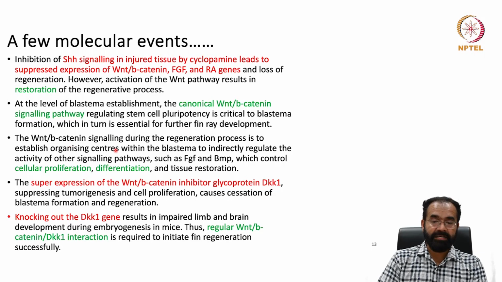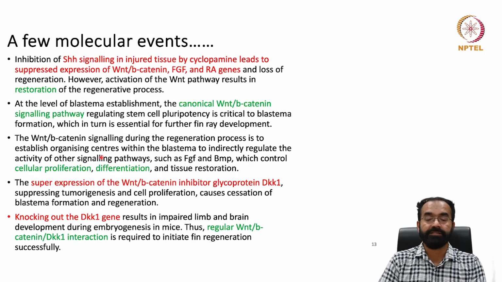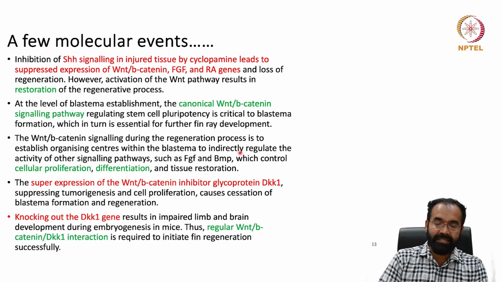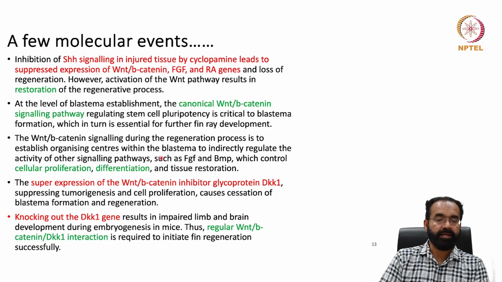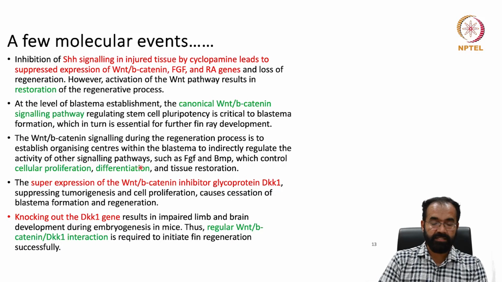So the role of the Wnt beta-catenin pathway during regeneration is to establish the organizing centers of the blastema to indirectly regulate the activity of other signaling pathways such as FGF and BMP signaling, which control cellular proliferation and differentiation, which we have already seen during the buildup of the cell mass. And overexpression of the Wnt beta-catenin inhibitor DKK1, which suppresses tumorigenesis and cell proliferation in a normal scenario, causes the cessation of blastema formation and regeneration.